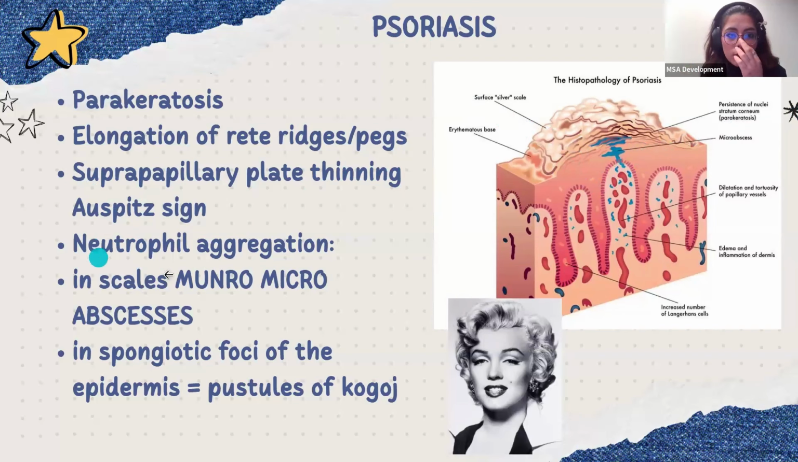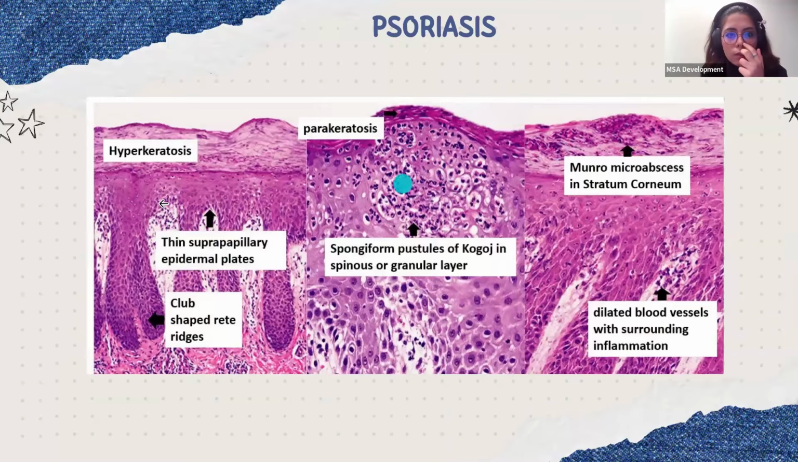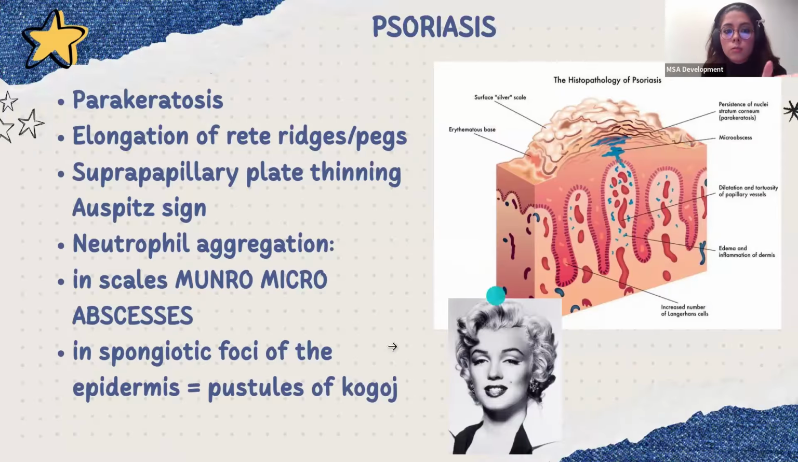Now, neutrophil aggregation in the scales itself is called Munro microabscesses. See it? Where was it? Here. This has neutrophils inside. It's called Munro. Munro doesn't have psoriasis. It's just the name reminded me of her.